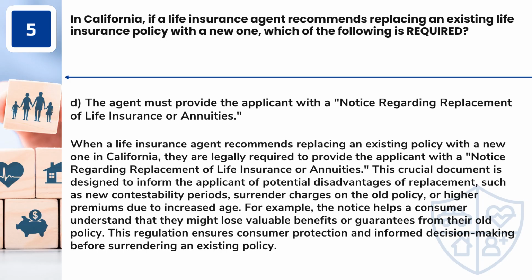Answer: D. The agent must provide the applicant with a notice regarding replacement of life insurance or annuities. When a life insurance agent recommends replacing an existing policy with a new one in California, they are legally required to provide the applicant with a notice regarding replacement of life insurance or annuities. This crucial document is designed to inform the applicant of potential disadvantages of replacement, such as new contestability periods, surrender charges on the old policy, or higher premiums due to increased age.